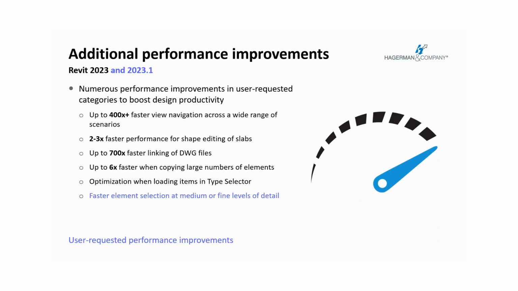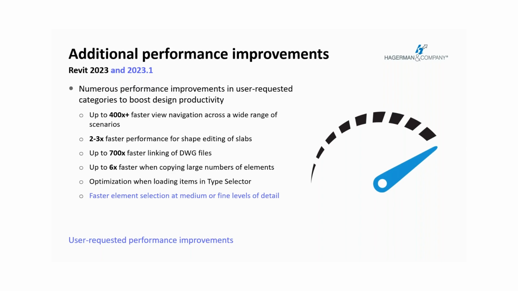Hidden edges: users reported that Revit performance suffers when many hidden edges are displayed, and Revit 23 provides an average performance improvement of 35% in opening and navigating views containing large numbers of hidden edges.